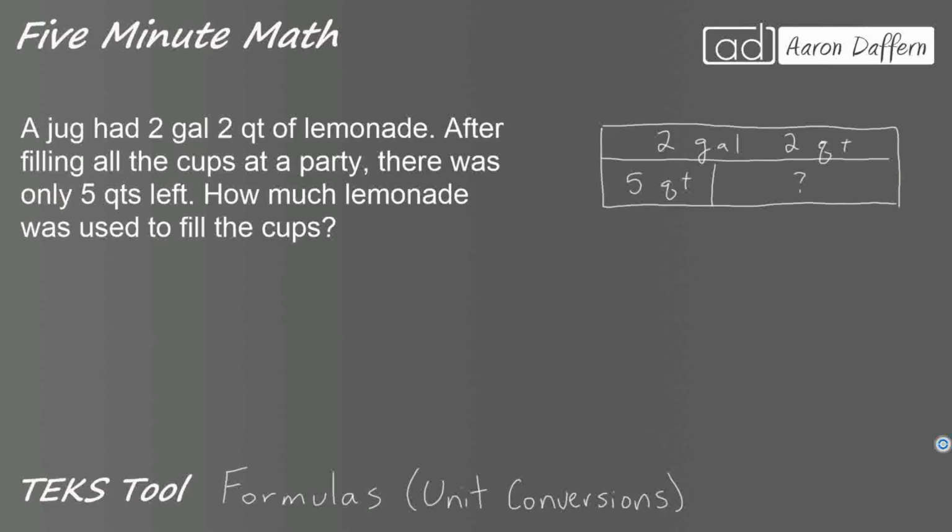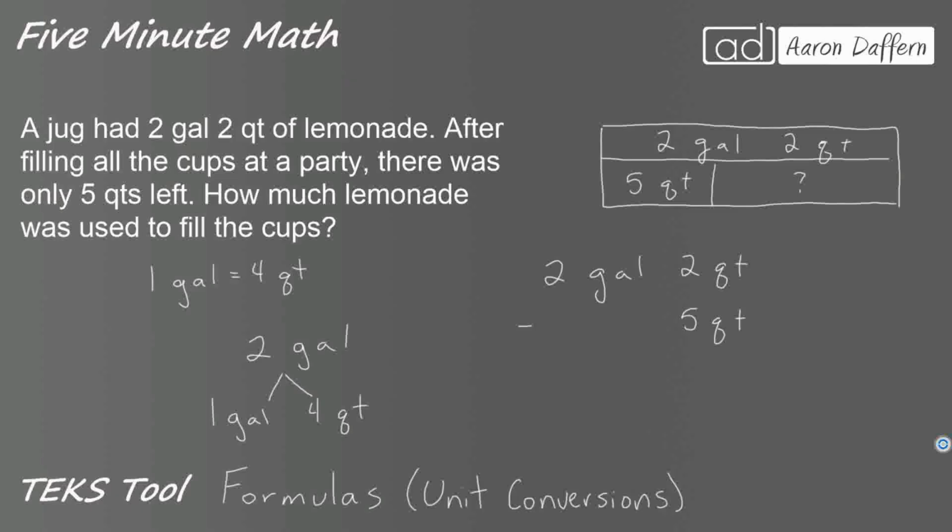So we can subtract. Look what happens when we subtract 2 gallons, 2 quarts. If we subtract the 5 quarts, I need to borrow from the 2 gallons, but we need our unit conversion. So 1 gallon equals 4 quarts. That's what we need to think of. 4 quarters in a dollar, 4 quarts in a gallon. So I'm going to look at my 2 gallons and break it up using the same number bond. I'm going to leave 1 gallon alone, and I'm going to break up that second gallon into 4 quarts.